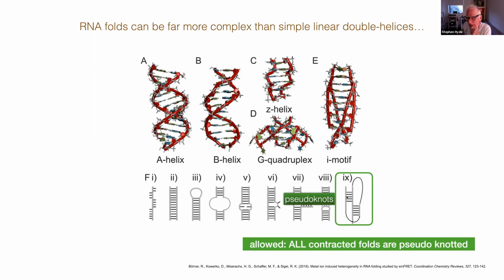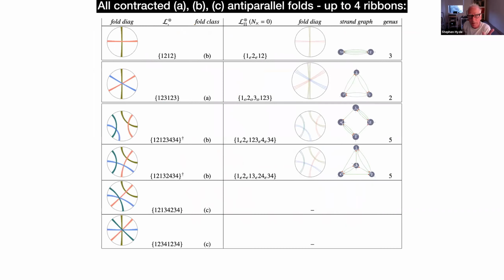Now, the interesting thing about a pseudo knot, and I'll define it in a minute, is that all of my non-trivial folds are actually pseudo knotted. The definition of a pseudo knot is really just that the fold diagram has crossings. That's essentially it. They call it a pseudo knot because they don't believe that these things are knotted in active RNA. So they're pseudo knotted. They have this almost knotted property, not quite knotted.